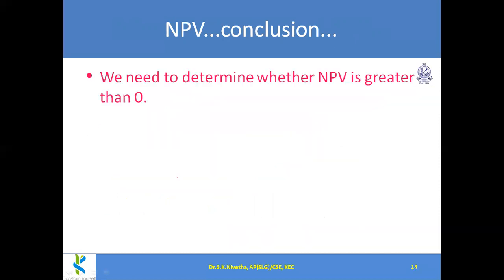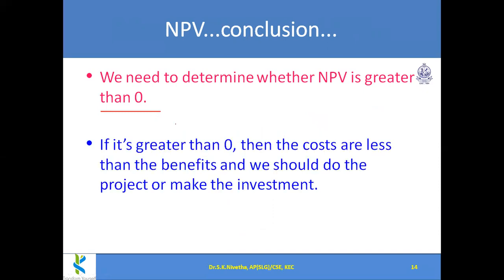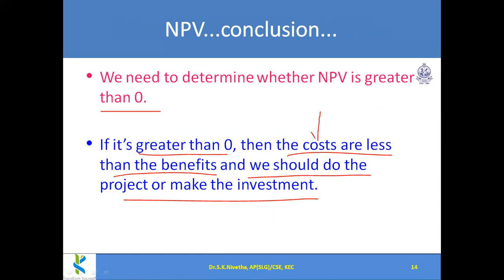So we need to determine whether NPV is greater than 0. If it is less than 0, surely it is not worthy. Okay. Yes, if it is greater than 0, it means the costs are less than the benefits and we should do the project or make the investment. Okay. Cost means expenditure. Expenditure is less than the benefits. We are investing less, benefits are high.